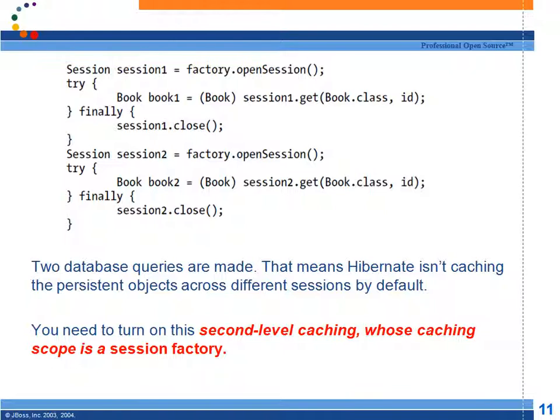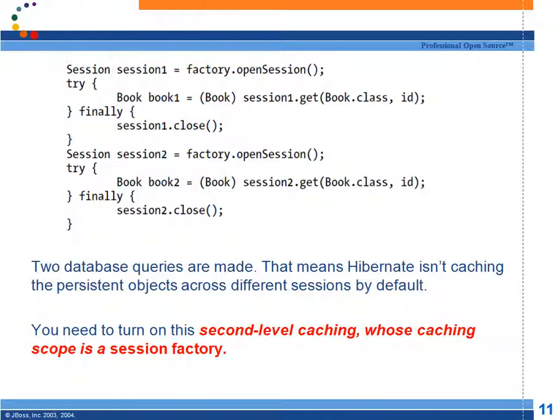Now here I opened a session from the factory and I fired a query. The book object will be present inside the persistence cache, or first level cache. Then I am closing the session. Did I close the factory? No, I am not closing it. Second level cache is at factory level. So for one session factory, there is one second level cache.